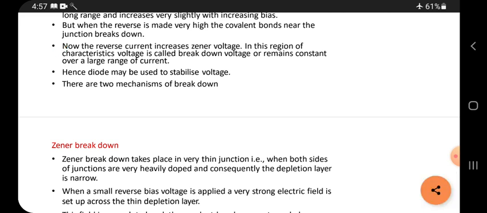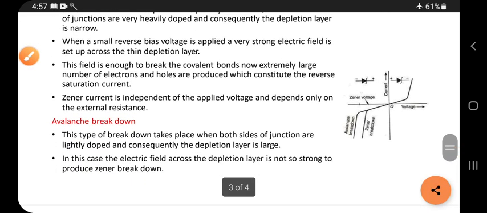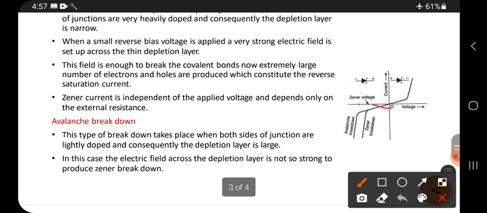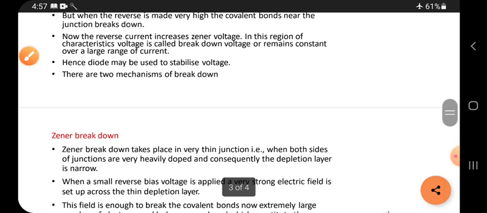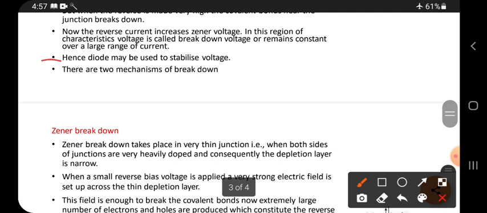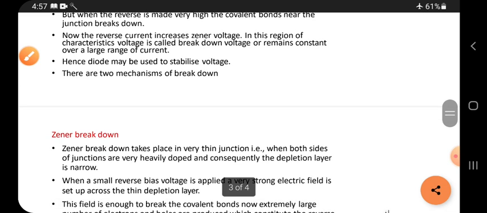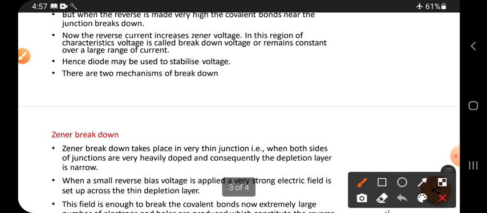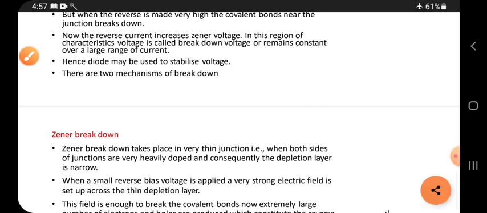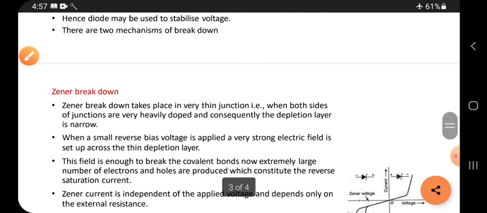Generally when we increase the voltage, the current also increases slowly, but at a particular voltage the current increases sharply in the reverse direction. Hence the diode may be used to stabilize the voltage. That means at a particular voltage only, the current increases maximum. Later if you change the voltage, it cannot change anything.